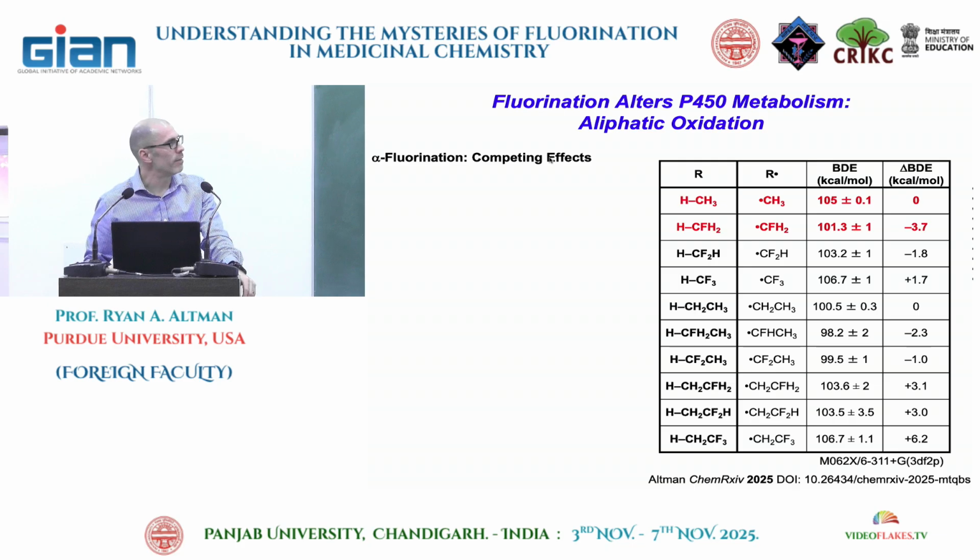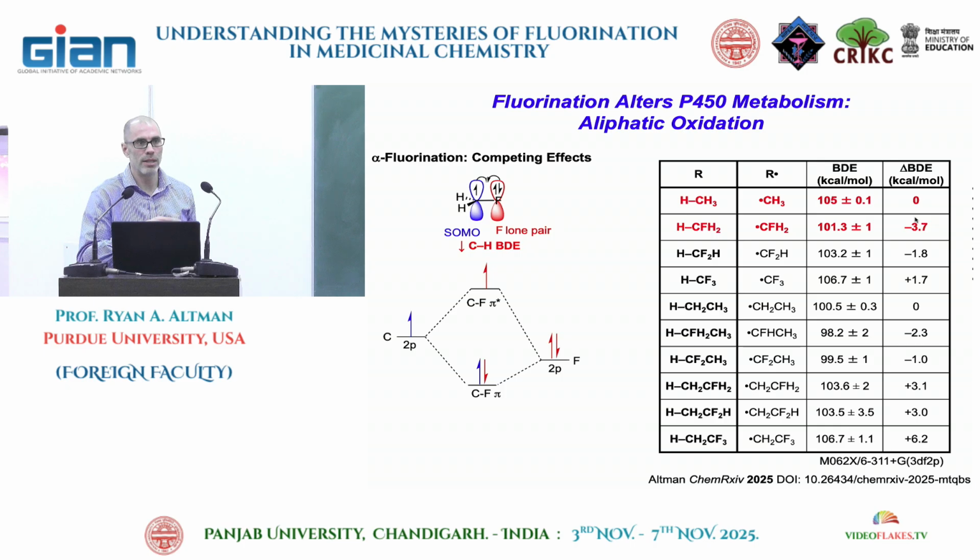So, in the first example here, we're going to look at fluoromethane and methane. You can see fluorination actually decreases the BDE. So we put a fluorine atom in there and we make a weaker CH bond that would be easier to cleave by the P450. So we actually see a decrease in energy there. That's not exactly what we were looking for, but let's think about the electronic structure of the radical, and whether that radical is more or less stable.